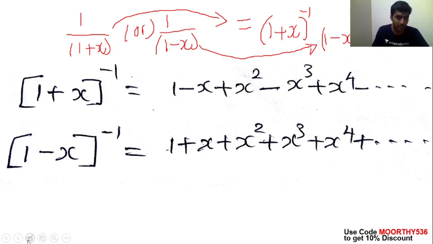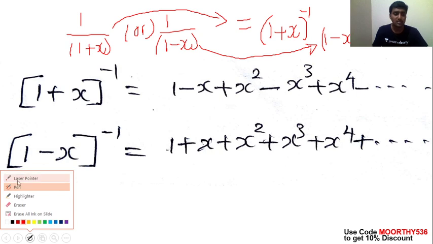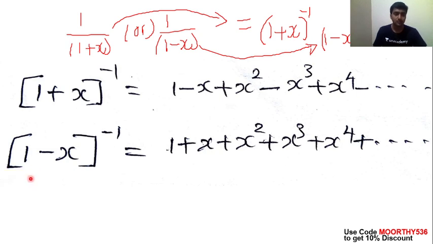As per the binomial expansions, 1 plus x the whole power minus 1 is equal to 1 minus x plus x square minus x cube plus x power 4, and so on. The next formula, 1 minus x the whole power minus 1, is equal to 1 plus x plus x square plus x cube plus x power 4, up to infinity.